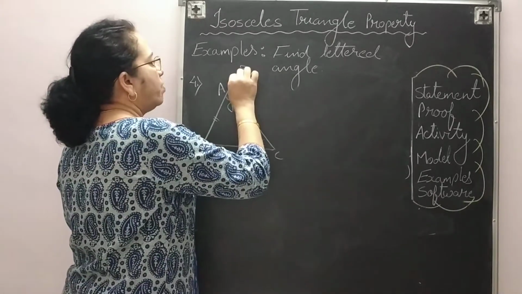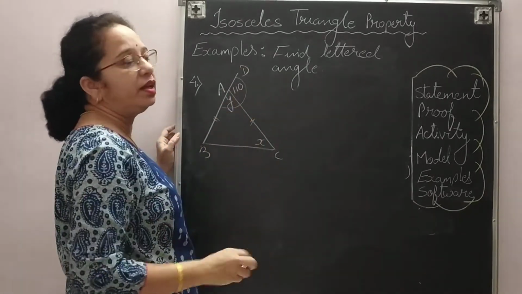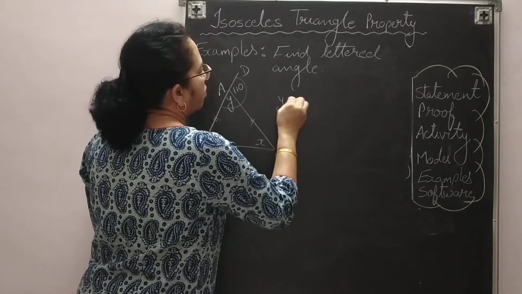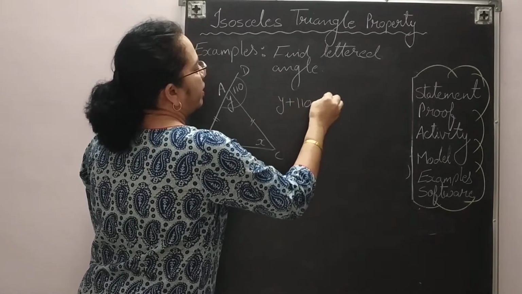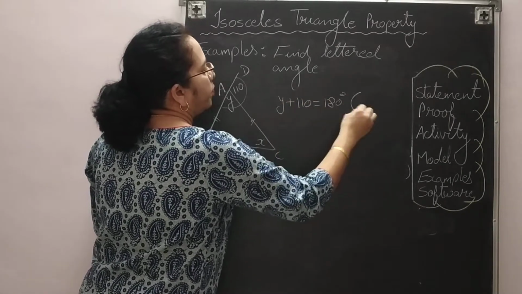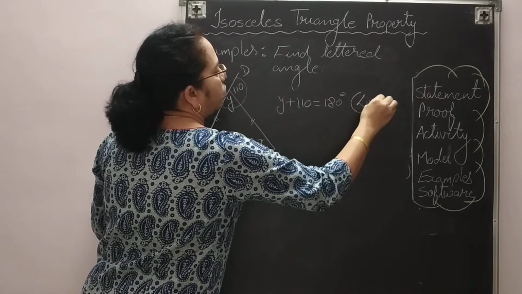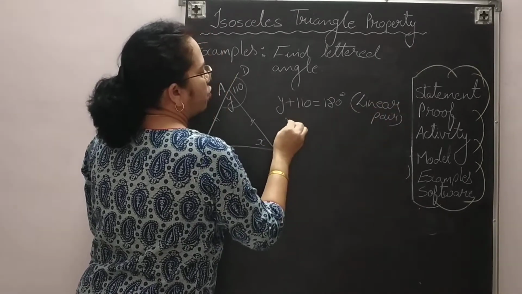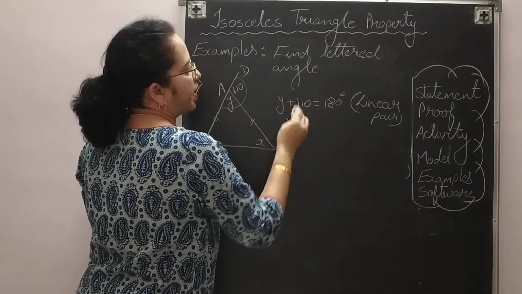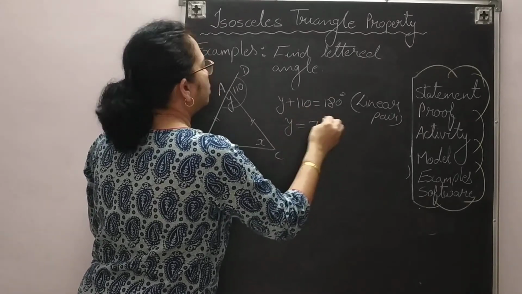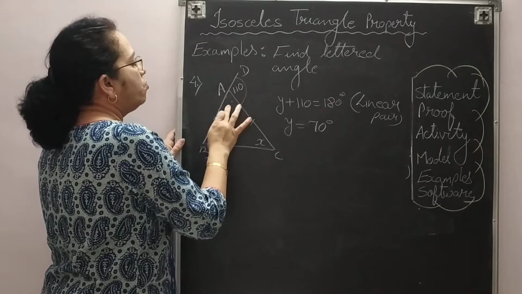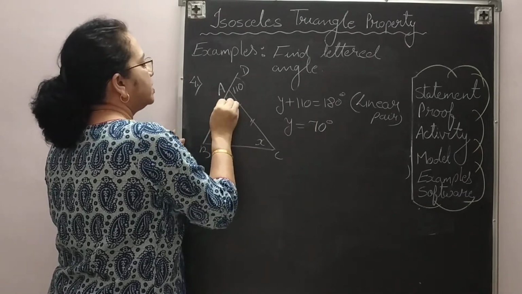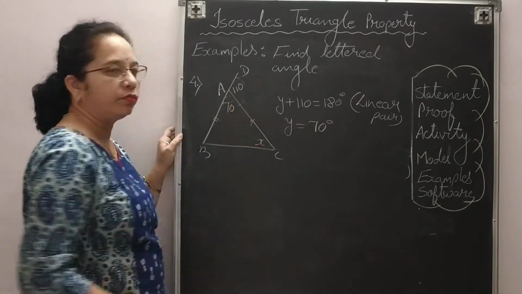How can we find out y? We can use here linear pair concept. So y plus 110 is equal to 180 degree. What is the reason? Write down reason here, linear pair. So y is equal to 180 minus 110 will give you 70 degree. So now we got this angle as a 70 degree.